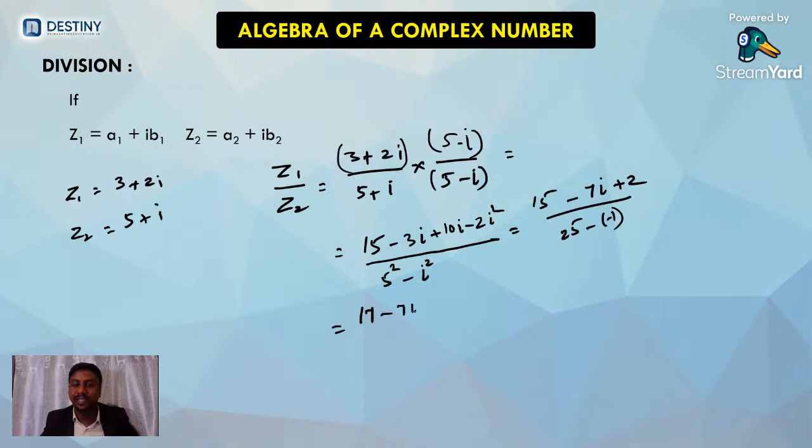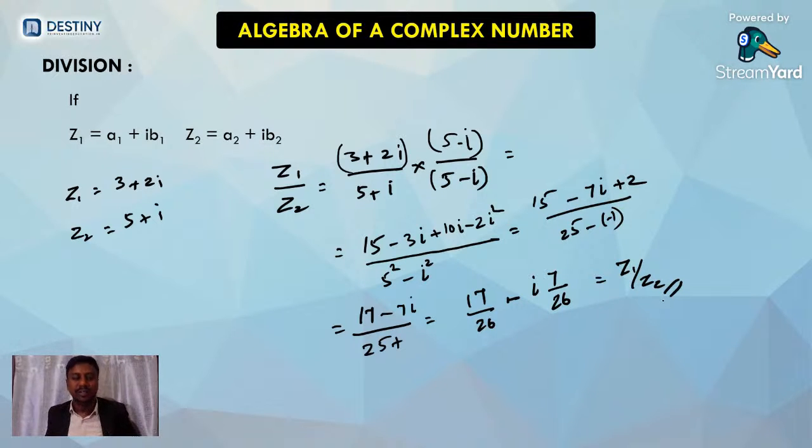Minus 7i divided by 25 plus 1, 26. So I can write 17 by 26 minus i into 7 by 26. So this is what Z1 by Z2. So did you understand how to divide?